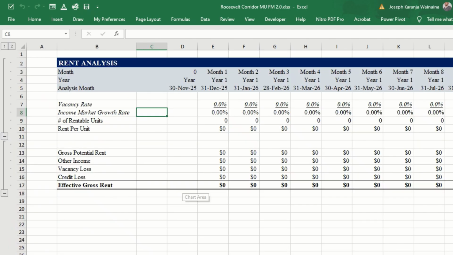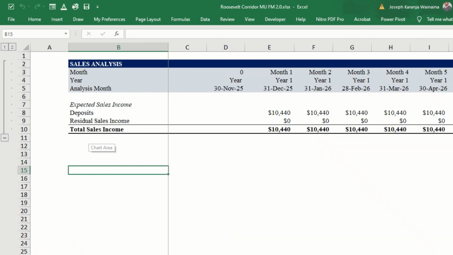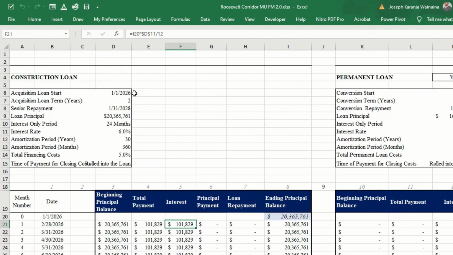We have the residential rent calculation. This is where we calculate the rents for the residential section. We also have the sales. This is where we calculate the sales. So here we also have the loan amortization table for the construction loan as well as for the permanent loan.